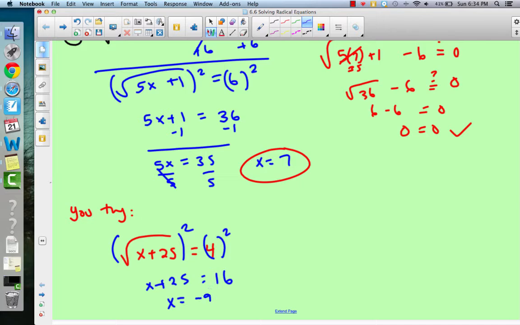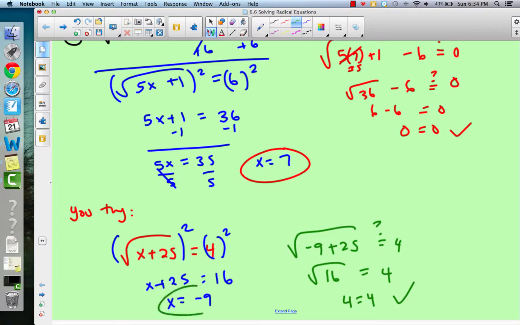x equals negative 9. And you can always double check, plug negative 9 back into your equation, so we get the square root of negative 9 plus 25 equals 4. We want to know, does it equal 4? That's why I'm putting the question mark. Well, this negative 9 plus 25 is 16, and the square root of 16 is 4. So yes, that works, so x equals negative 9.